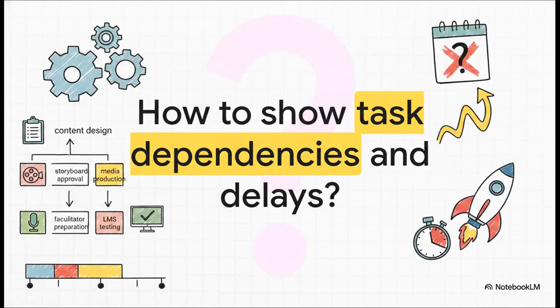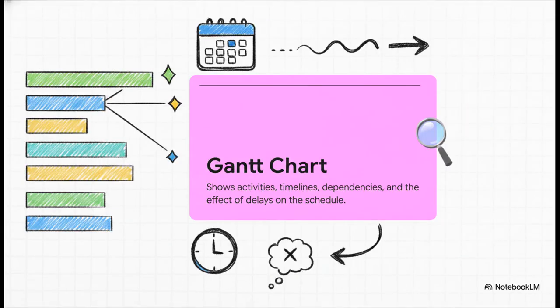All right, Scenario 3. Your program includes content design, storyboard approval, media production, LMS testing, facilitator preparation, and finally the launch. Management wants to understand the exact sequence of activities, test dependencies, and whether a production delay is going to mess up the launch date. Think big picture sequence here. Which implementation tool would you use? 5 seconds. Got it? It's a Gantt chart.